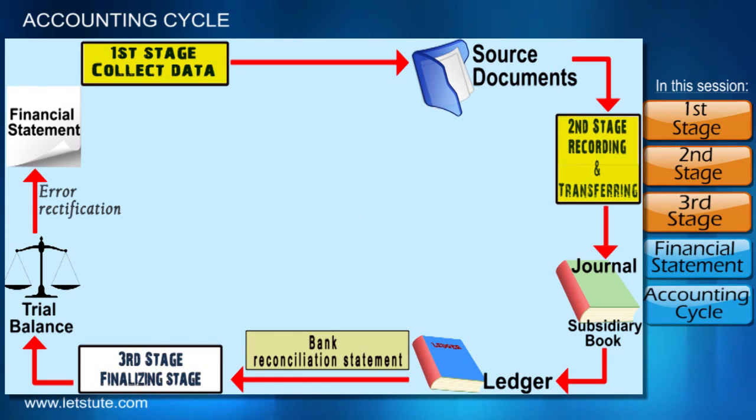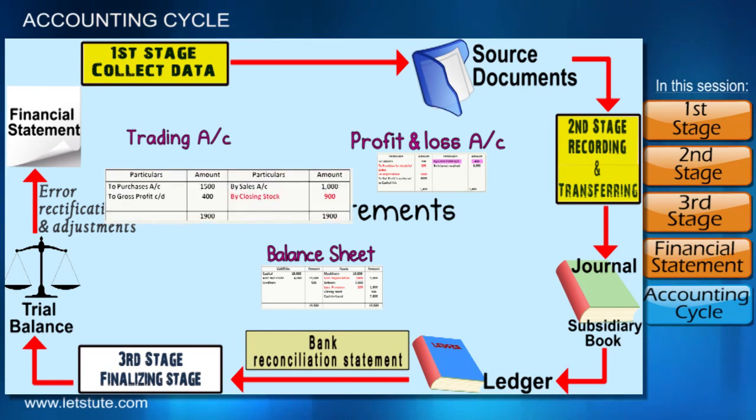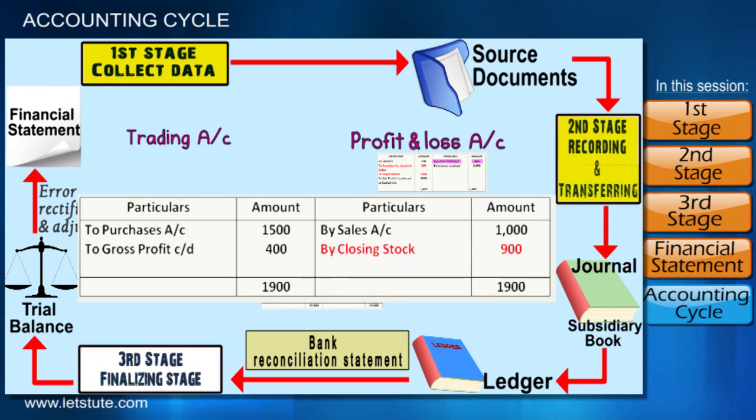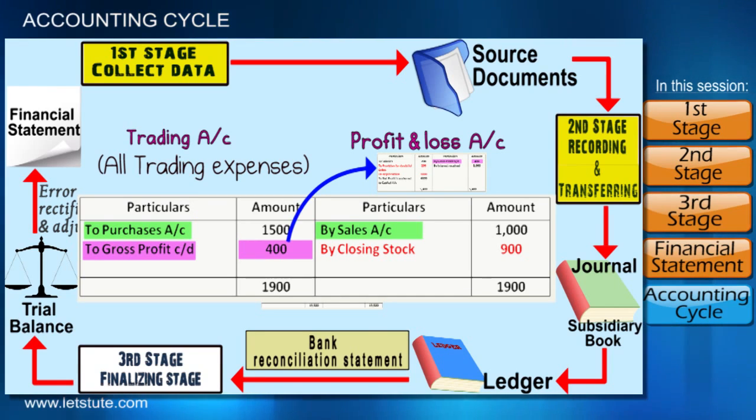So after all the errors, rectification and all the adjustments, now let us quickly move on to the last and final step of preparing final statements. It consists of three parts or three statements, namely the trading account, where purchases, sales, and all trading related expenses are recorded. So from this trading account, we get a gross profit which is transferred to the profit and loss account.